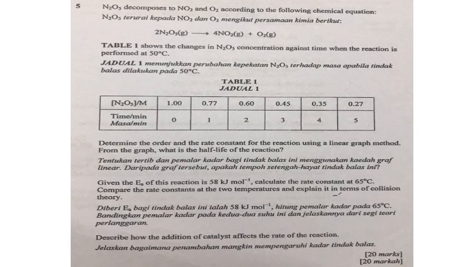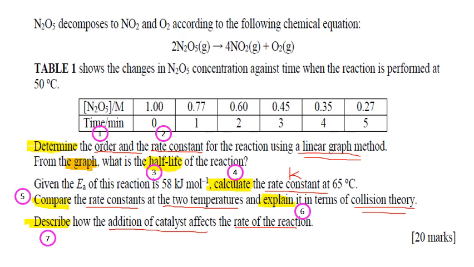I hope you are all not sleepy. Let's continue with the third question, PSPM2 set 2017 and 2018. So again, this is the original question. Okay, the question I already analyzed and highlighted. So let's go through the question together. Okay, N2O5 decomposes to NO2 and O2 according to the following chemical equation. Table 1 shows the change in N2O5 concentration against time when the reaction is performed at 50 degrees Celsius. So this reaction happened at 50 degrees Celsius.